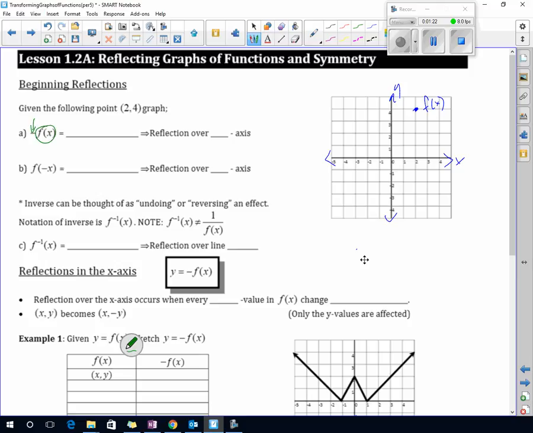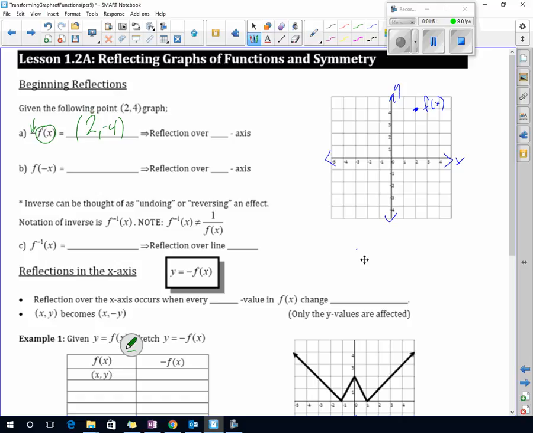You got to think of a function. F of x is the output. When it's inside, it's the input. So I'm actually changing the output of it. So when 2 goes in, 4 comes out in the original function. If I'm graphing negative f of x, 2 goes in, and I'm changing the output now. So now it's 2, -4. So 2, -4 would be down here. And that is a reflection over what axis? X. It's changing the y, but it's a reflection over the x-axis.